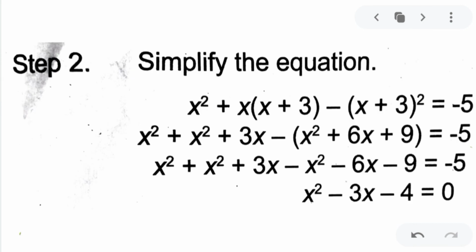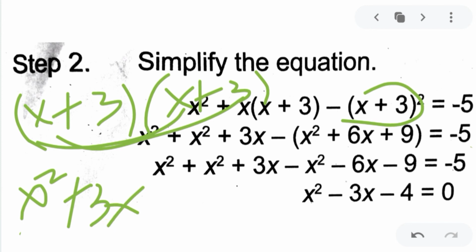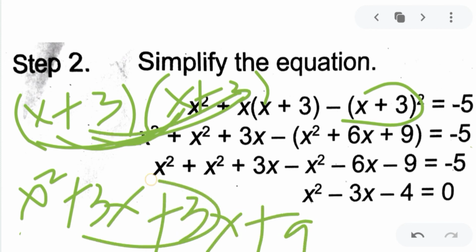Then we have to simplify the equation. We have here x squared plus x times x, that is x squared, then x times 3, that is 3x. And then expand this one, x plus 3 multiplied by another x plus 3. You will have x squared plus 3x plus another 3x plus 9, so you will have here plus 6x. So that will be minus (x squared plus 6x plus 9) equals negative 5.